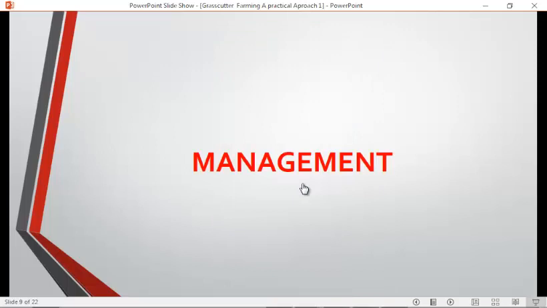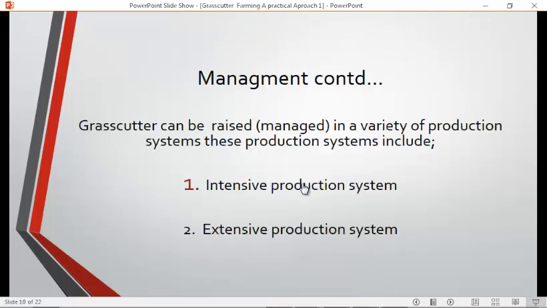Now we look at the management. How do you manage the grasscutter? Grasscutters can be raised or managed in a variety of production systems. These include intensive and extensive. When you want to rear grasscutters, there are two systems that are applicable. You either rear them intensively, that is in a confined system, or in an extensive system.